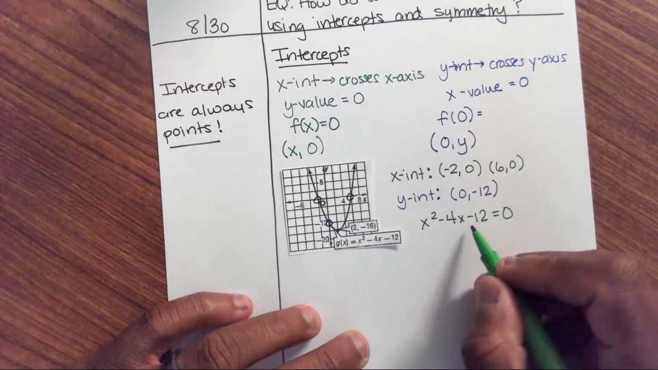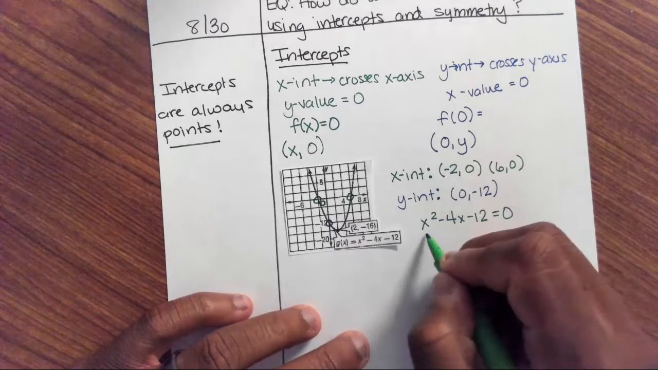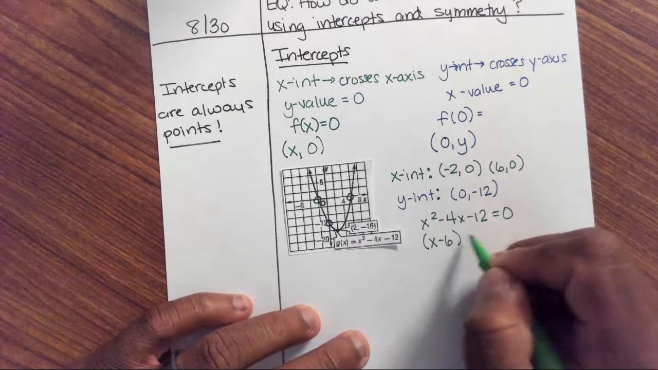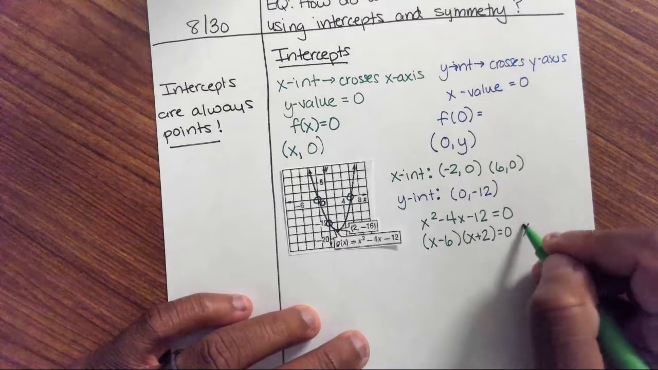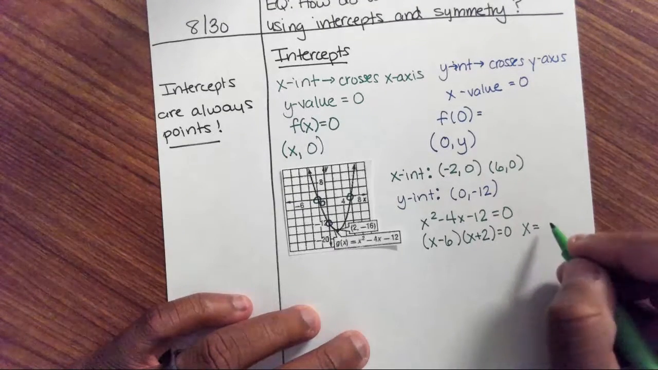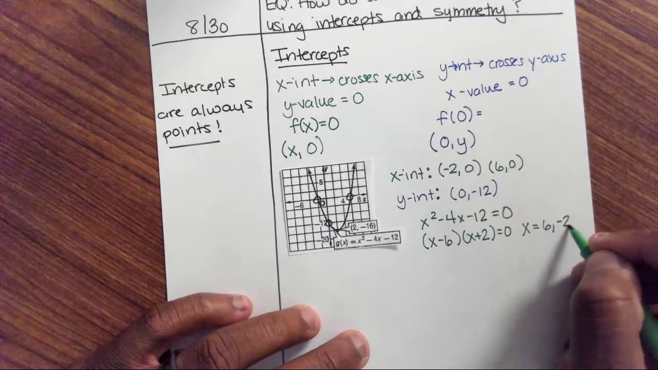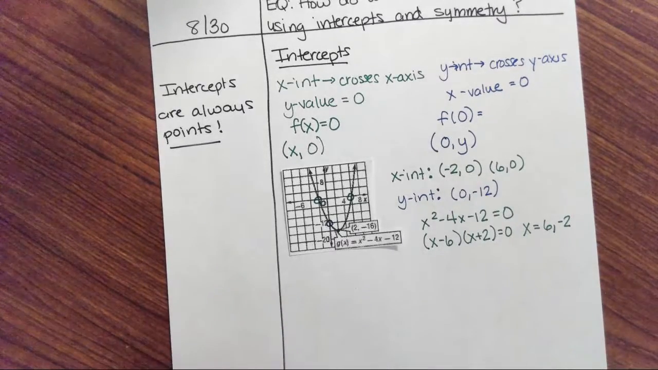Factors of negative 12 that add to negative 4. They are x minus 6 and x plus 2. Those equal 0. When I solve this, I get x is equal to what two values? x equals 6 and negative 2, which is what we got up here, right? Those are the x-intercepts. So algebraically, it works out as well.